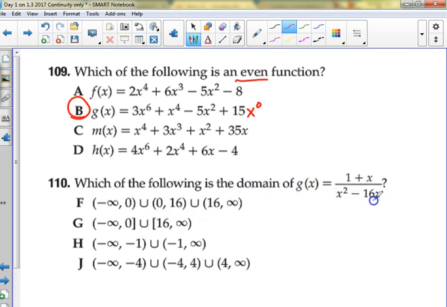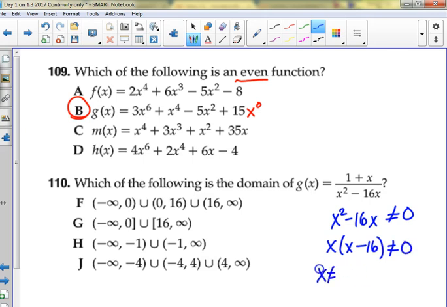Uh-oh. Okay, do you remember the rules? Domain is all real numbers unless what? Unless there's a denominator, which there is here. There's no radical, but there's a denominator. What do we do with the denominator? Cannot equal 0. What are we going to do with that mess? Take out an x. Does it factor further? No, so x can't be 0 or x can't be 16. Which of these is giving you the right domain for that?